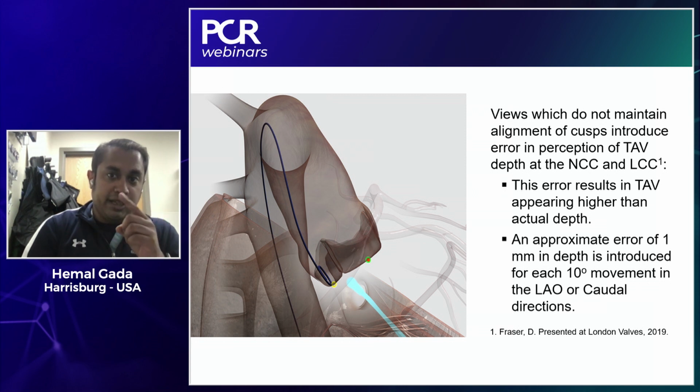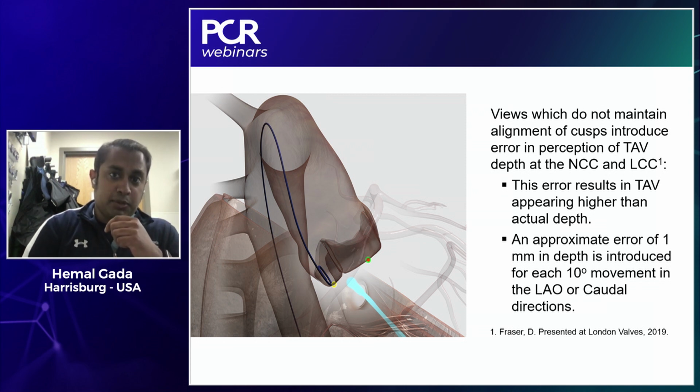If we then rotate the gantry LAO to separate out the left and right cusps to understand where we've landed the valve on the left coronary cusp side, keep in mind that usually your visual representation of the non-coronary cusp in that view is a foreshortened representation. And so it's not going to represent the annular plane. In fact, if you rotate the gantry LAO and say caudal to rid yourself of parallax and understand your depth in relation to left coronary cusp, chances are you're going to look multiple millimeters shallower than you actually are on that non-coronary cusp side.